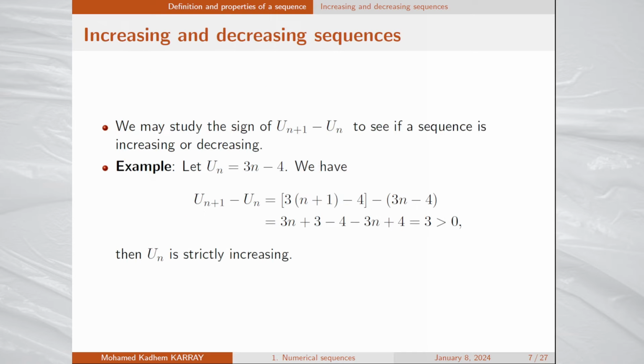In order to study whether a sequence is increasing or not, we may study the sign of un plus 1 minus un. Consider, for example, the sequence un given by this expression. If we calculate the difference between un plus 1 and un, we find the value 3, which is strictly positive. So this sequence is strictly increasing.